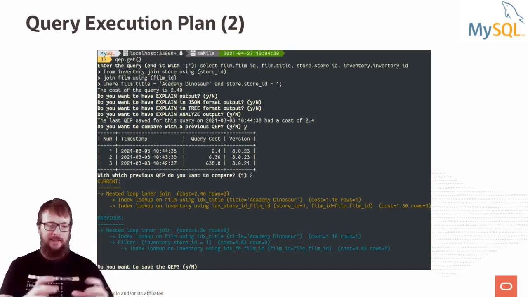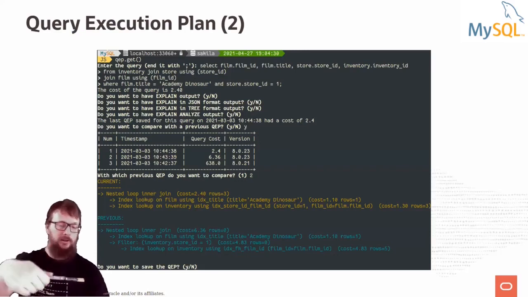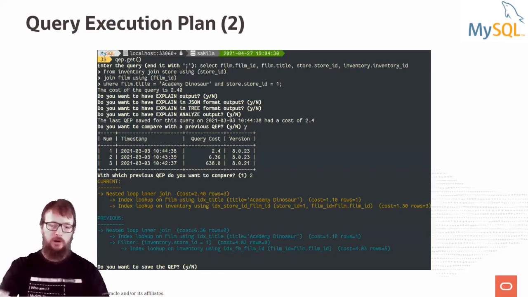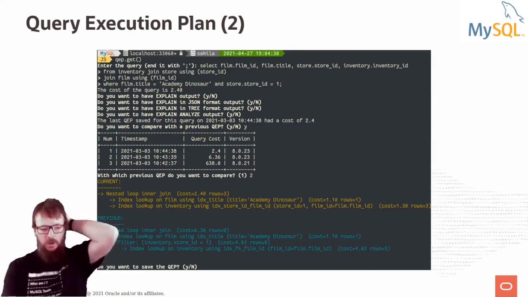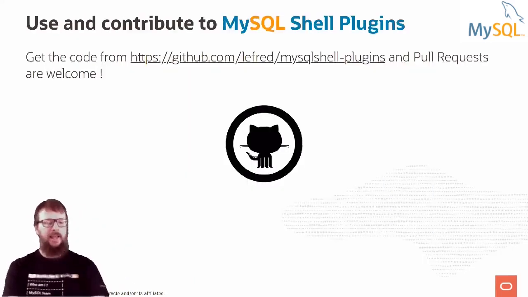So you can then understand what's going on when you run a new one and you see, oh no, it's much slower, the cost is higher. What's happening? You can verify all that. So once again, the shell helps you, as a DBA, to find that information, right? You can get the code here, and pull requests are welcome, of course.